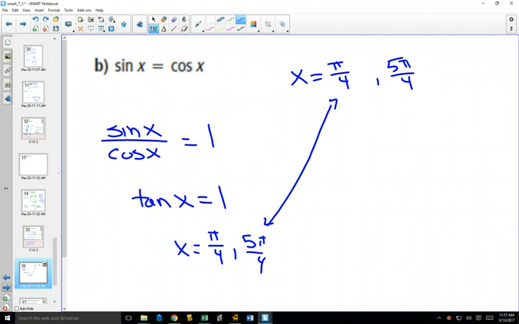So question number 10 is more practice with these solving ones.